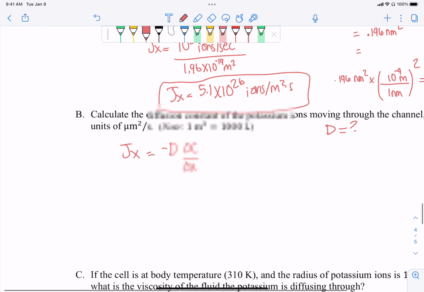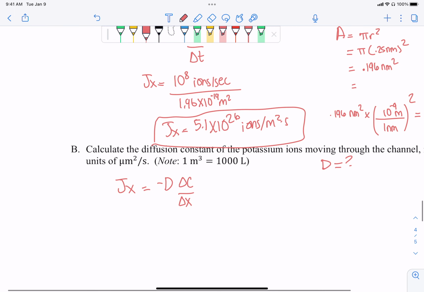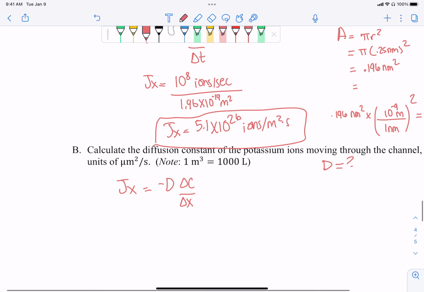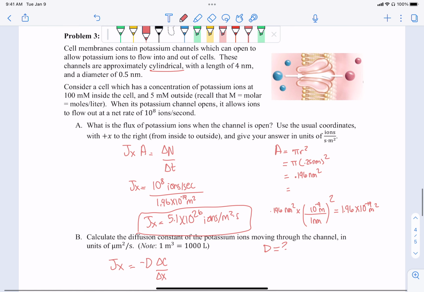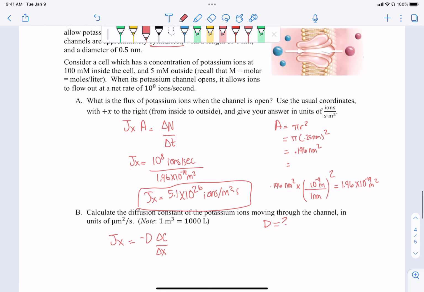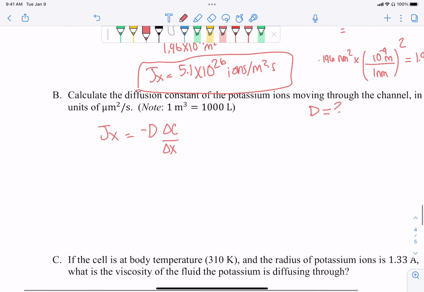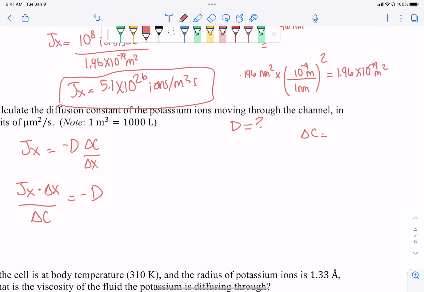All right. We know that our... What was I going to say next? I totally lost my train of thought. Yeah, shoot, I don't remember. Okay, so let's just start with rearranging the equation first. So we have our flux times delta x over delta c is equal to negative of our diffusion constant, right?